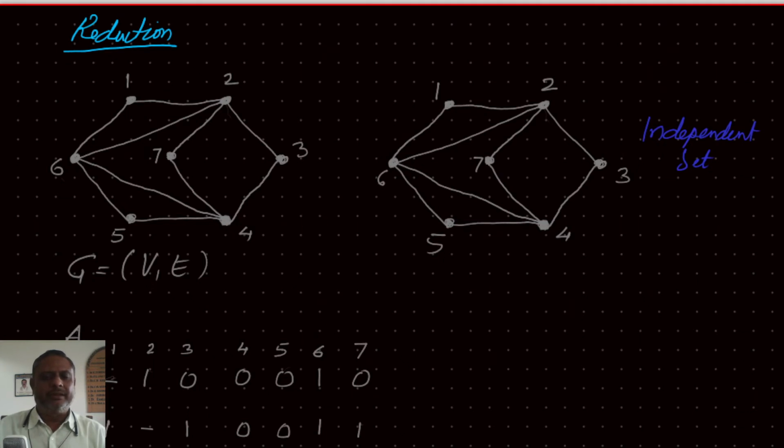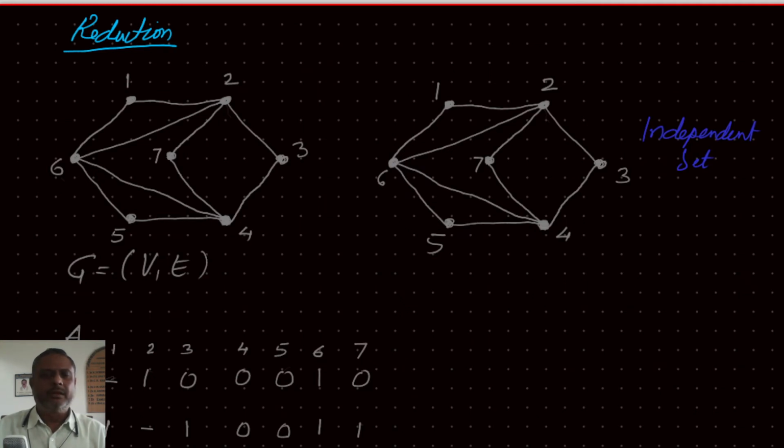So how did we get this? We just transform this information into this. How do we do it? Whatever is not used in the independent set is used here. So there are vertices 1, 2, 3, 4, 5, 6 and 7.